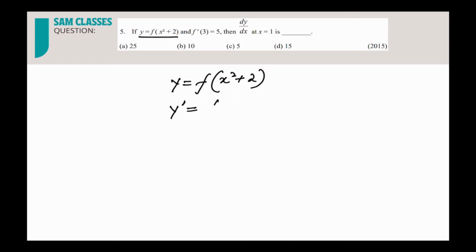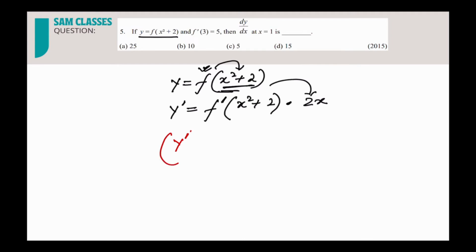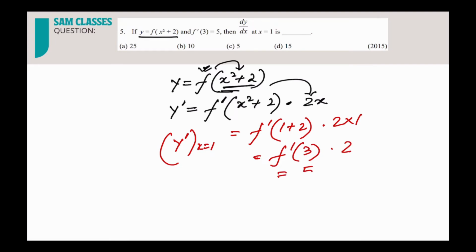Nothing is there. So first differentiate this function. So f dash will come, at x square plus 2. Then a lot of people make a mistake. Then you have to do chain rule. First I differentiate the function, then I'll go inside. What I have to differentiate? x square plus 2. Differentiation of x square plus 2 is what? 2x. Done. That's it. Now, y dash, if I put x equal to 1, what I get? f dash of 1 plus 2, into 2 into 1, correct. So that is equal to f dash 3 into 2. So f dash 3 is how much? 5 into 2, so 10.